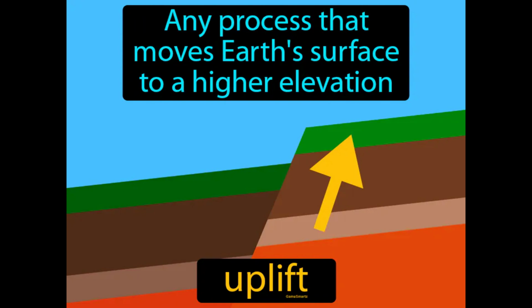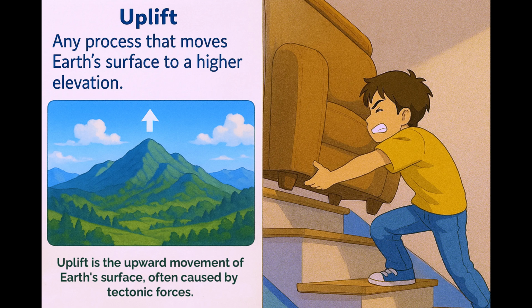Any process that moves Earth's surface to a higher elevation. Uplift. Uplift is the upward movement of Earth's surface, often caused by tectonic forces. Imagine trying to push a stubborn piece of furniture up a flight of stairs. Just like the effort you exert to elevate the couch to a higher floor, natural processes like tectonic activity push the Earth's surface to higher elevations.